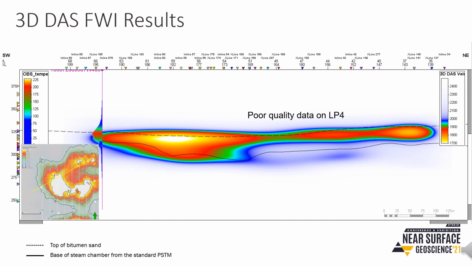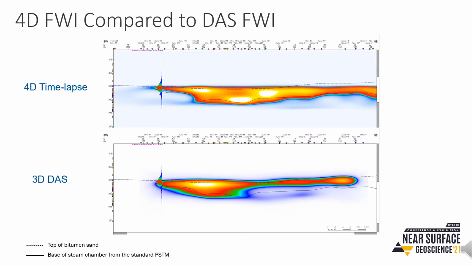A temperature log is also plotted on the left side of the velocity anomaly. The FWI result matches the temperature log nicely. We plot these two images on top of each other to allow you to visually compare the differences here.